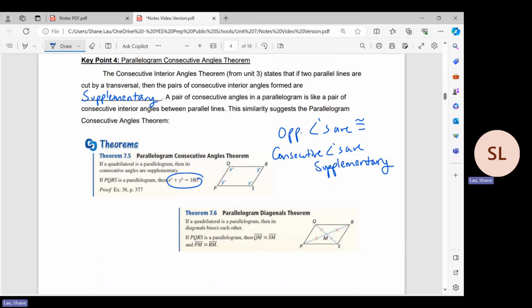And then for the parallelogram diagonals theorem, something that I want to write in here is that I don't think the if-then statement does quite enough justice to it. What I would write for this theorem is diagonals will bisect each other. Okay, diagonals will bisect each other. I think that's the best way to explain it.